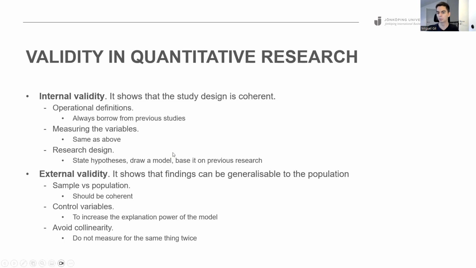Basically, the common thing is to base your study on previous studies. And then external validity is a bit different. Internal validity is to show that the study is coherent. External validity is to show that the findings can be generalized to the population you are studying. Remember, if you go back to the lectures on quantitative research, it is usually impossible to measure the whole population. So we usually tend to have a sample, which is part of the population. So to show external validity, you need to discuss this a little bit.